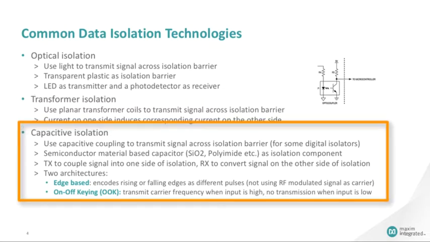Capacitive isolation uses capacitive coupling to transmit a signal across the barrier. Semiconductor material-based capacitors, such as silicon dioxide or polyimide, are used as the isolation component. There are two architectures used with capacitive isolation: edge-based and on-off keying. The edge-based method encodes rising and falling edges as different pulses, and on-off keying transmits a carrier frequency when the input is high and does not transmit when the input is low.